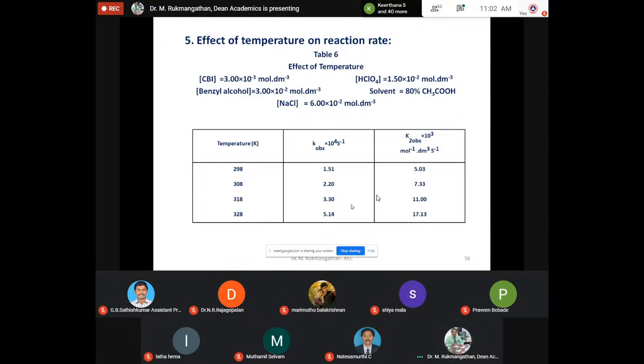The next one is the temperature effect. The normal operating temperature for the actual kinetic run is 308 Kelvin, which we have chosen. Now, to study this effect, we are changing the temperature. With the help of a thermostat, we have carried out the kinetic runs at 4 different temperatures. When the temperature is raised, the rate constants increase, that is, the rate of the reaction increases.